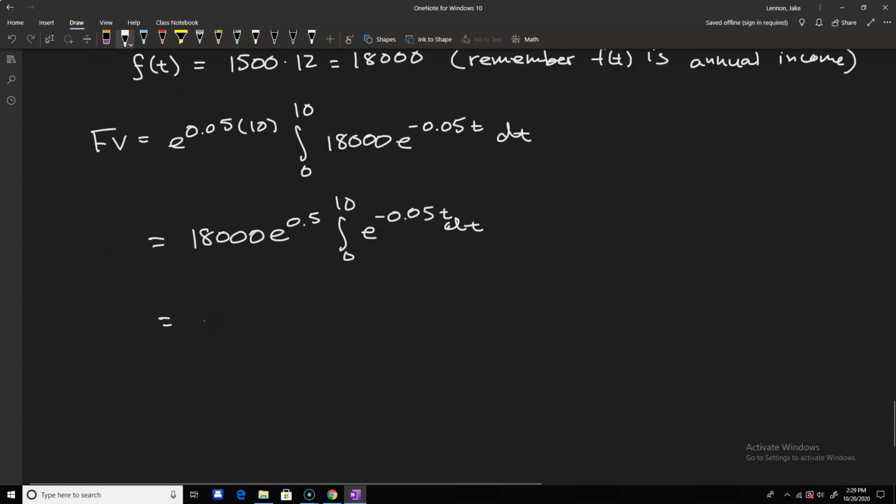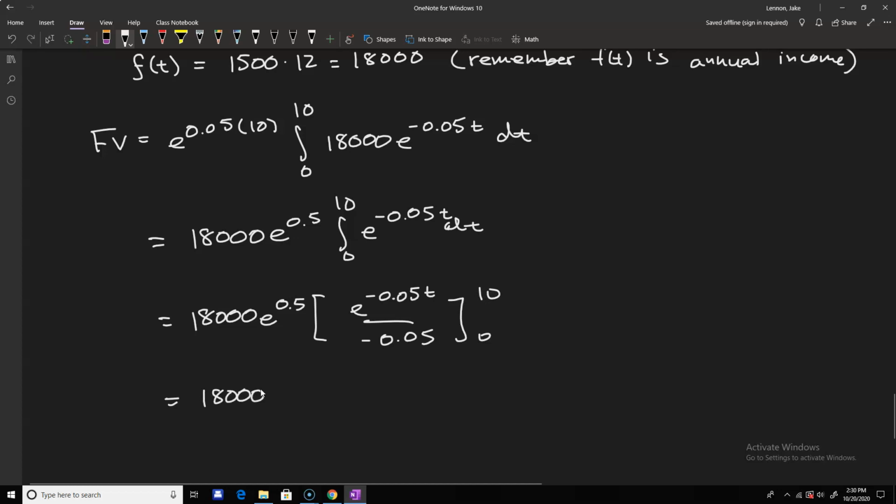And that is just going to be 18,000 e to the 0.5, and then do the antiderivative, which is e to the negative 0.05 t. And then we just divide by that constant in the exponent, negative 0.05, from 0 to 10. That will come out to 18,000 e to the 0.5 times 7.8693. So this comes out to about $233,539.66. So that's it for the future value problem.